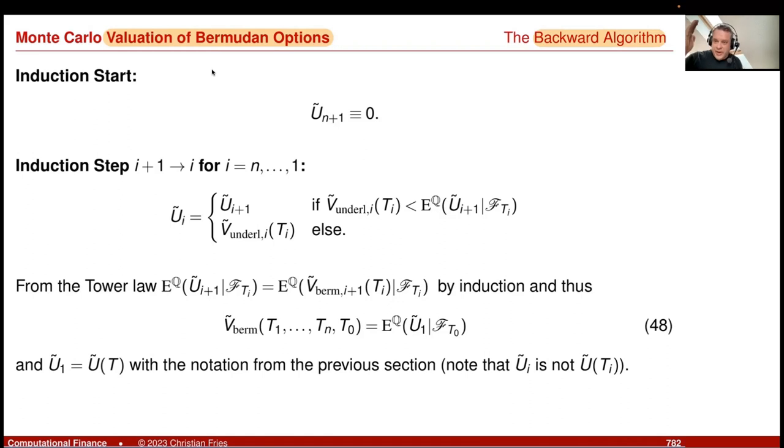which is here. We initialize a random variable to zero, and then we update this random variable by going backward in time. On each time step, we have to take the conditional expectation of that random variable and compare it to our underlying in which we are allowed to exercise. If the value of the underlying is larger, then we exercise into the underlying value. Otherwise, we just retain this random variable. So this is then our U_{i+1}, which we retain. And this decision is done on every path and then defines the random variable at the new time step.